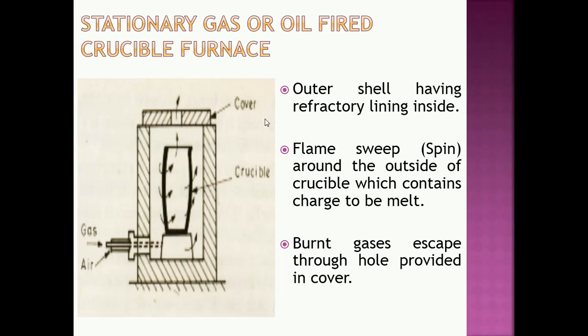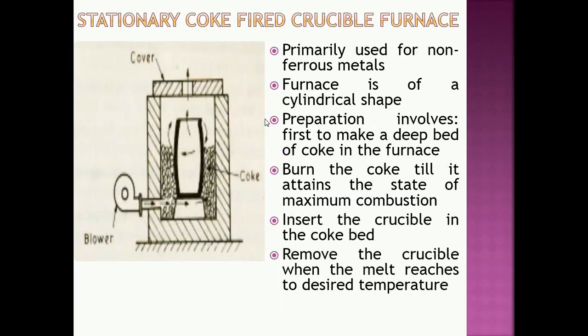Again it is placed above ground level, and for removal of the molten metal we have to remove the cover and take out the crucible, and it is taken to the pouring station. This is the stationary gas or oil fired crucible furnace.